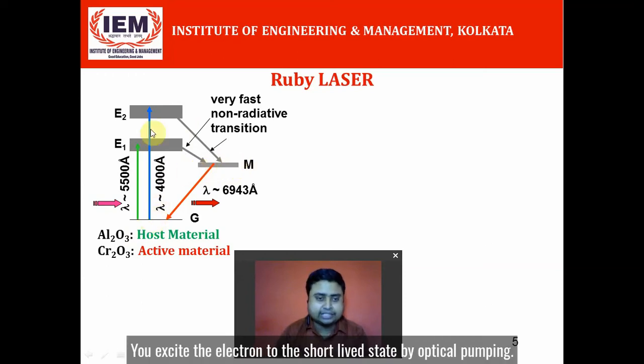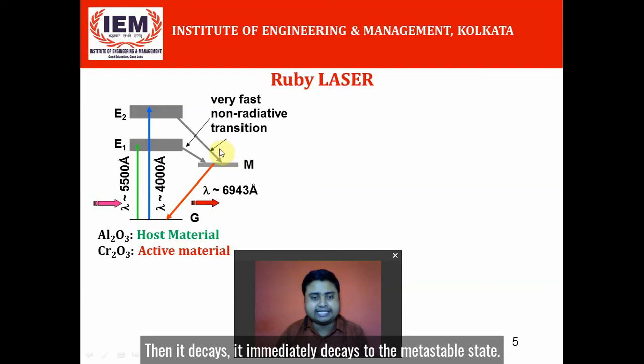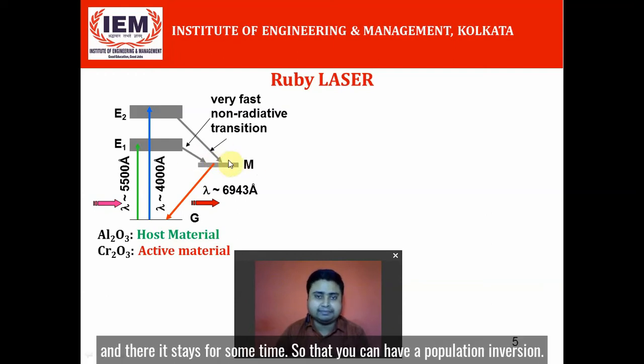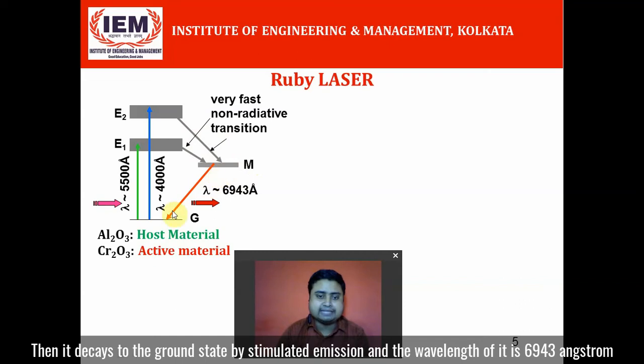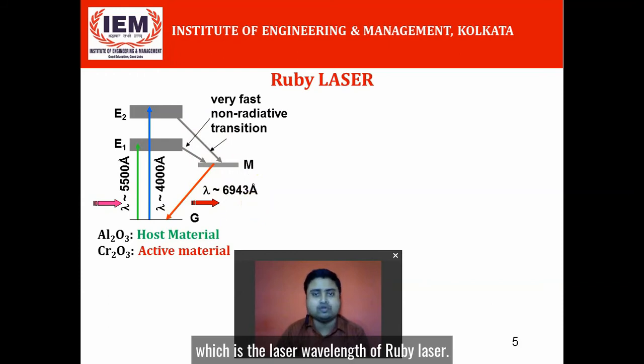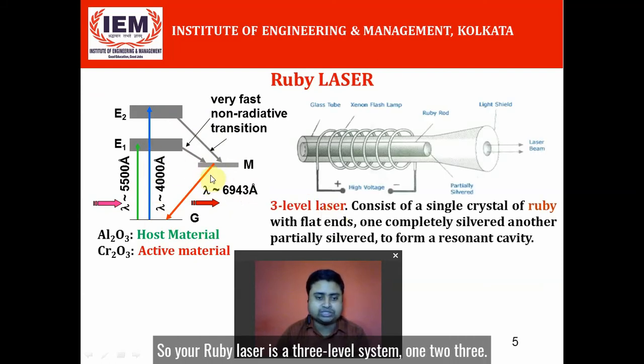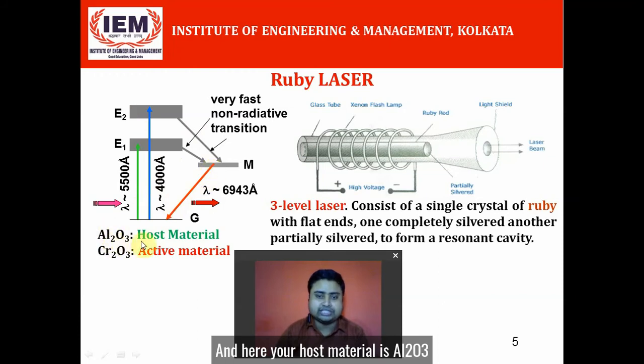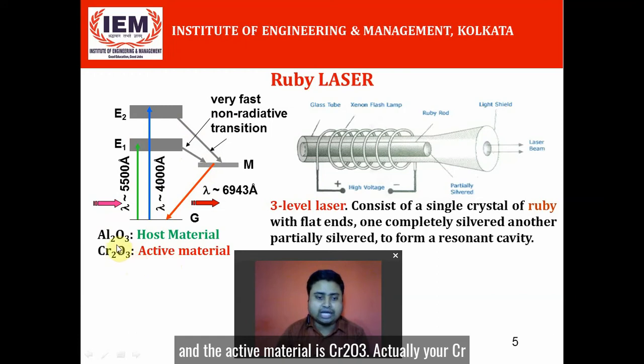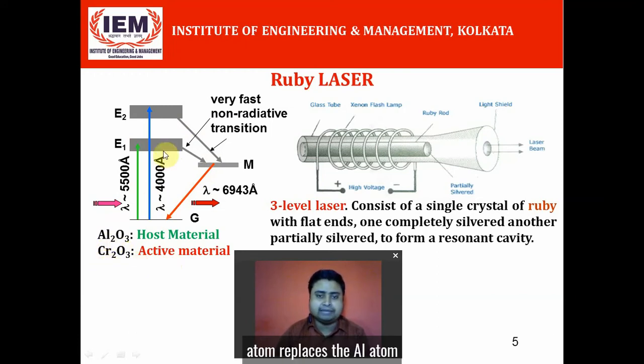So you excite the electron to the short-lived state by optical pumping. Then it immediately decays to the metastable state, and there it stays for some time, so that you can have a population inversion. Then it decays to the ground state by stimulated emission, and the wavelength of it is 6943 angstrom, which is the laser wavelength of ruby laser. So your ruby laser is a three-level system. This is 1, 2, 3. And here your host material is Al2O3 and the active material is Cr2O3. Actually your chromium atom replaces the aluminum atom for the lasing action. So the active material for your ruby laser is chromium oxide, Cr2O3.